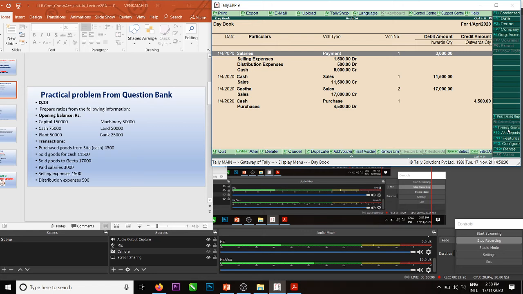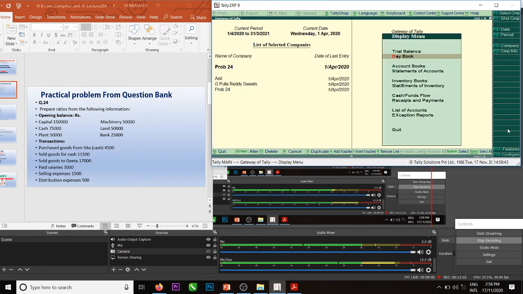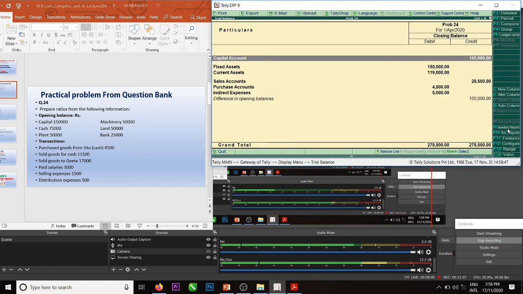Okay. Payment voucher is there. Sales 2 vouchers are there. Purchase voucher is there. To go back, control. Get the trial balance. Maybe tally or some amount difference it is showing.